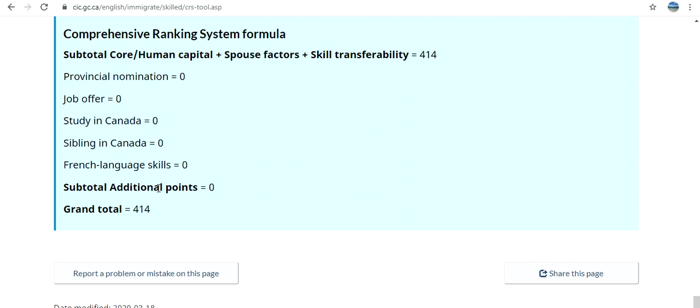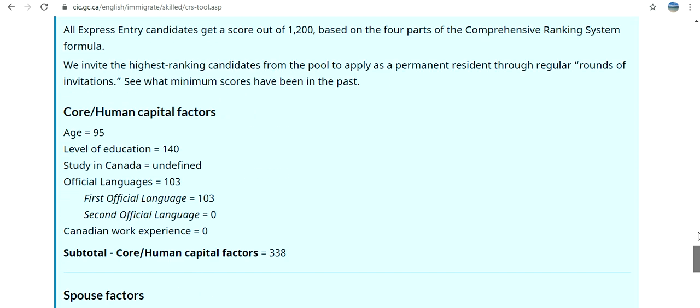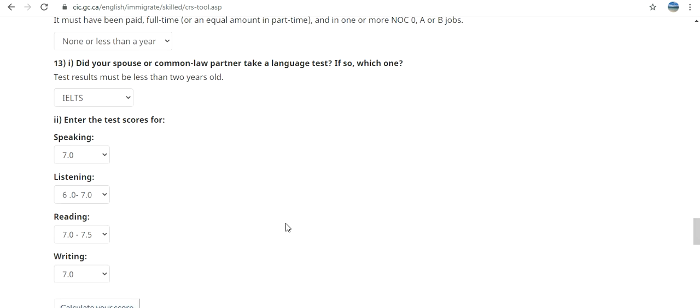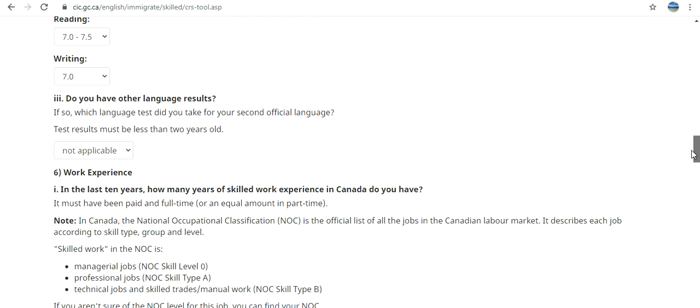See the difference. It was 366 when the husband was the principal applicant, and in the exact same case it came to 414 when his wife is the principal applicant. So these are certain things you need to keep in mind. Now this is still low, but how can you improve it? Let's modify the principal applicant wife's profile first.